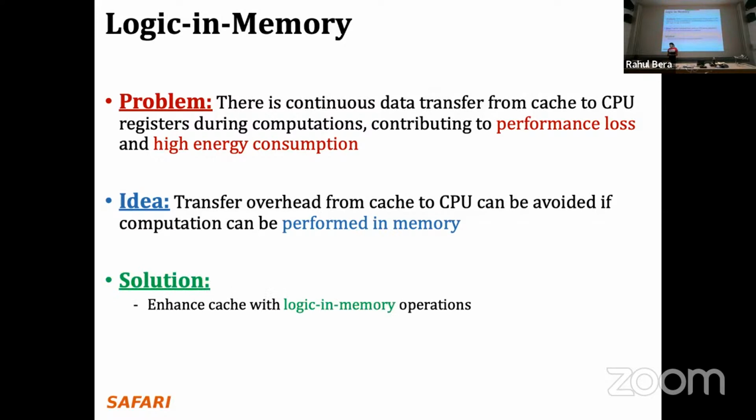The solution for this is to enhance caches with logic in memory operations. And now cache, in a sense, functions as a basic compute unit. So as we can see, even in 1970, we've already started to explore moving away from traditional von Neumann architecture, where CPUs are the central computing unit and everything is built around the CPUs, to moving computation into caches.